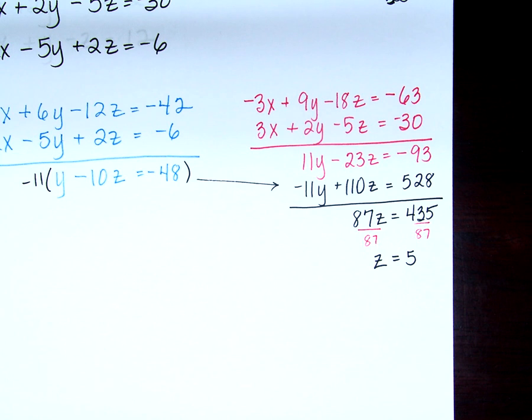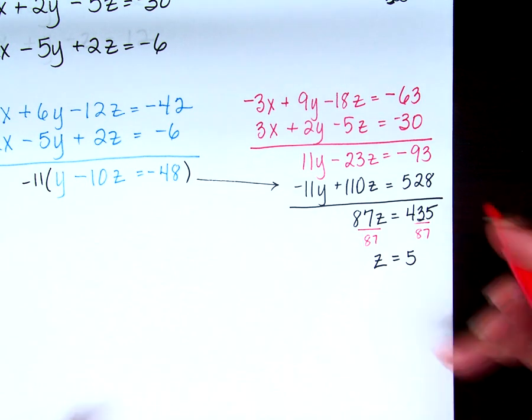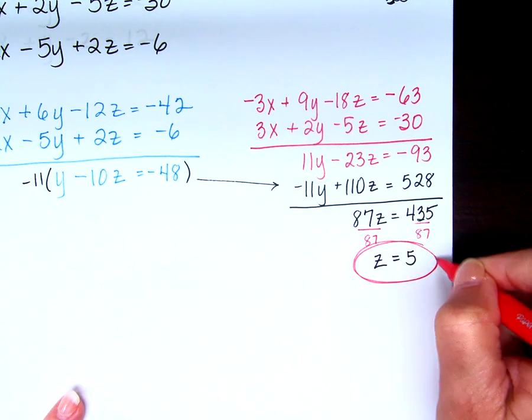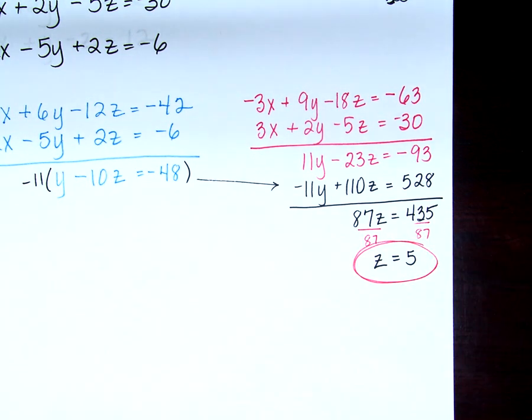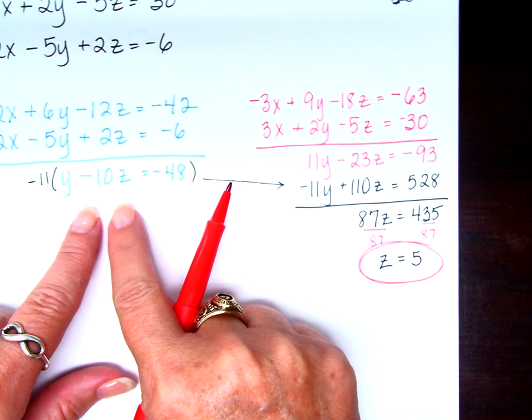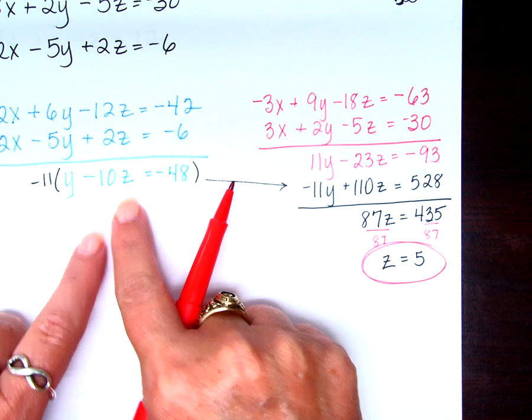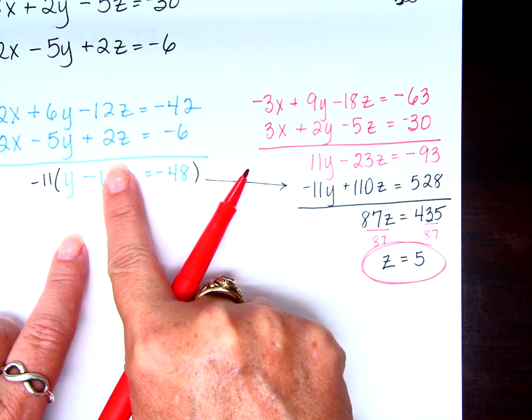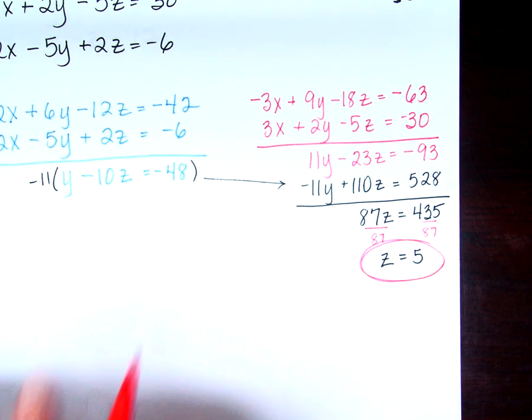How do I find the other two? Oh my God. I know z, and that's great, but what do I do with it? Plug it in. Where? Where do you want to plug it in? Right here. How about that one? Why would I choose this one? I don't know. If I plug z in, what am I going to know? I'm going to know y.